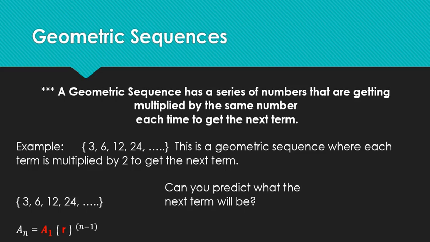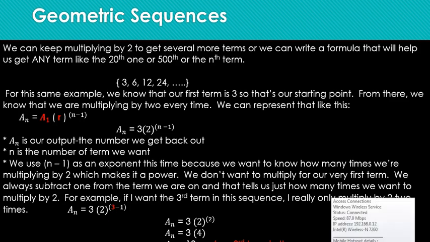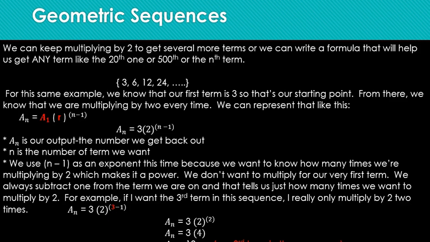But just like in the previous problem, we don't want to continue having to do it that way. We can build ourselves a formula and plug in. So, for this exact same example, we know the first term is 3. We know we're multiplying by 2. If we wanted to find what the third term was, we would substitute 3 in for n. We would subtract 1. 2 squared would give us 4, and 3 times 4 would give us 12.